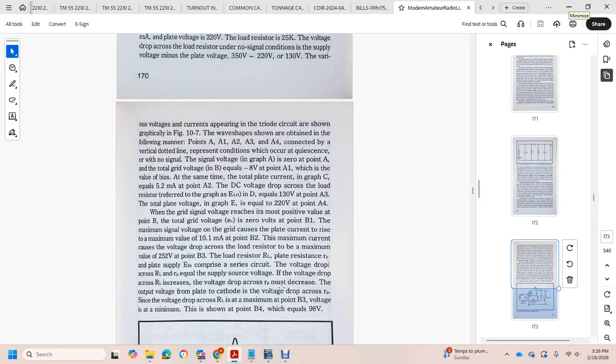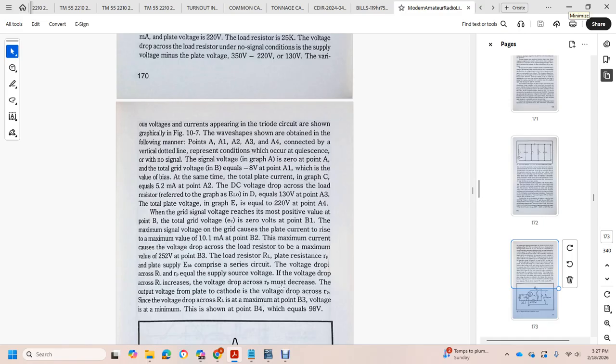equals 5.2 milliamperes at point A2. The DC voltage drop across the load resistor, graph D, equals 130 volts at A3, and the total plate voltage, graph E, is equal to 220 volts at point A4.